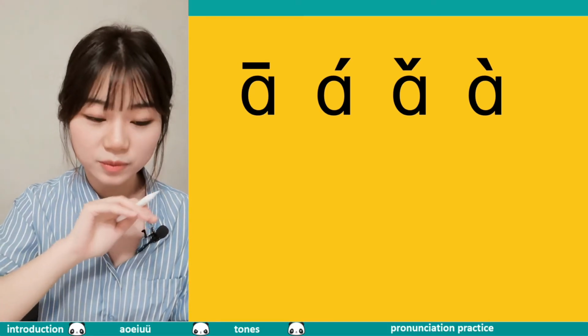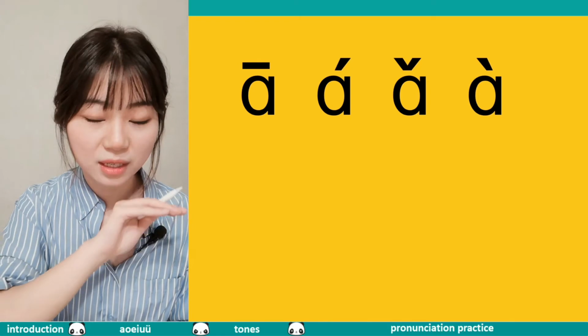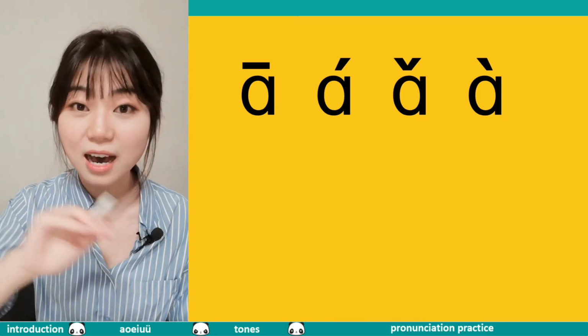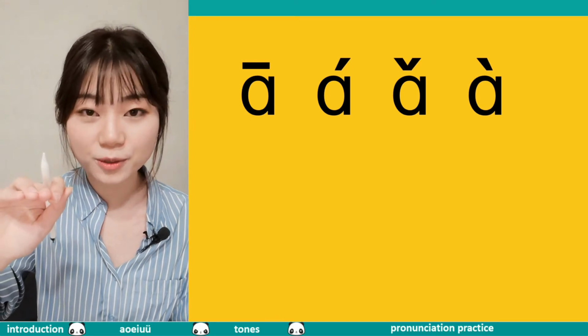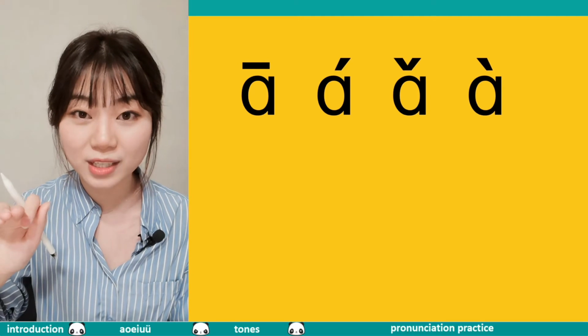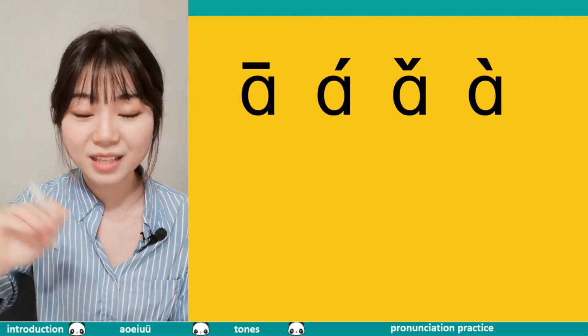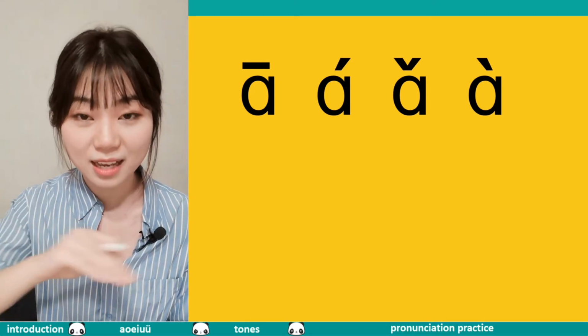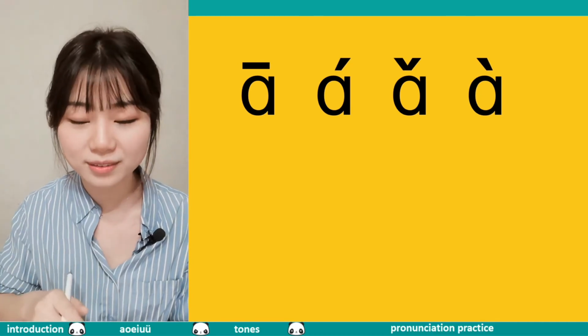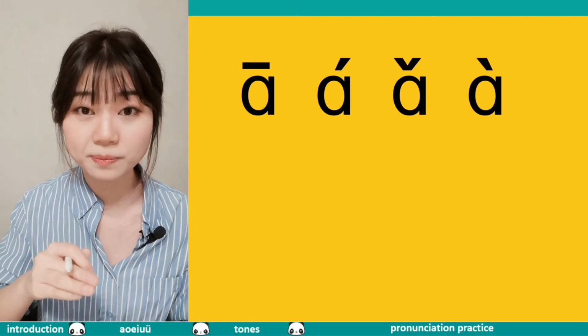And the second tone from 3 to 5. A, a, a. And the third tone is a curved tone, right? From 2 to 1 to 4. A, a, a. And the fourth tone from 5 to 1, short and strong. A, a, a.